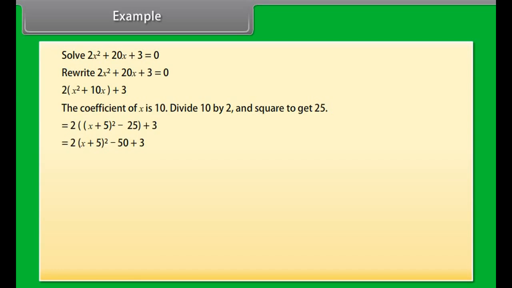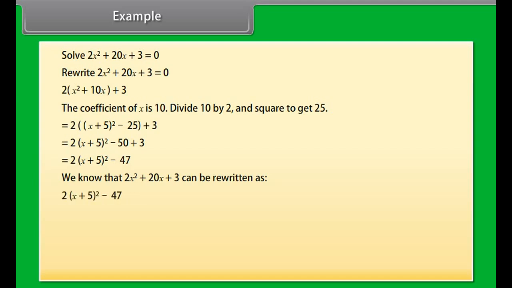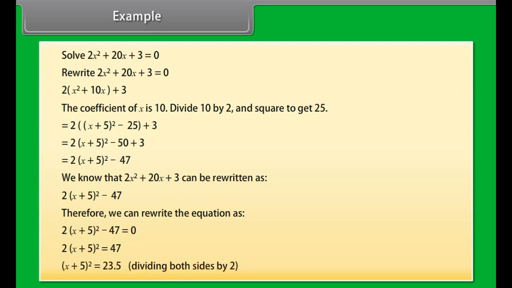Rewrite 2x² + 20x + 3 = 0 to get x² on its own: 2(x² + 10x) + 3. The coefficient of x is 10. Divide 10 by 2 and square to get 25. This is equal to 2[(x + 5)² − 25] + 3, which equals 2(x + 5)² − 50 + 3, which equals 2(x + 5)² − 47.